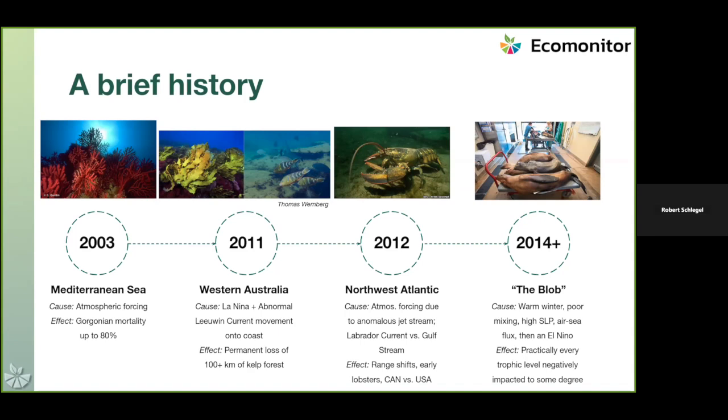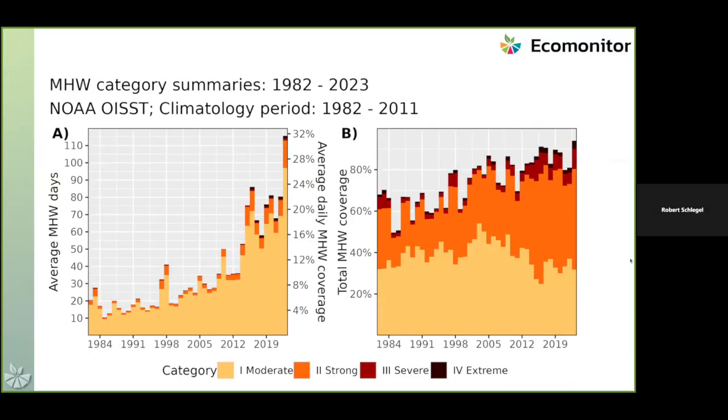This is the scope of the events that we're talking about now. And this is already 10 years that this has been going on. So where are we at now? Right? So 10 years on from the blob, this is a global summary of marine heat waves. This summarizes the historic extent of these events. And I'll walk you through what these two figures are showing.